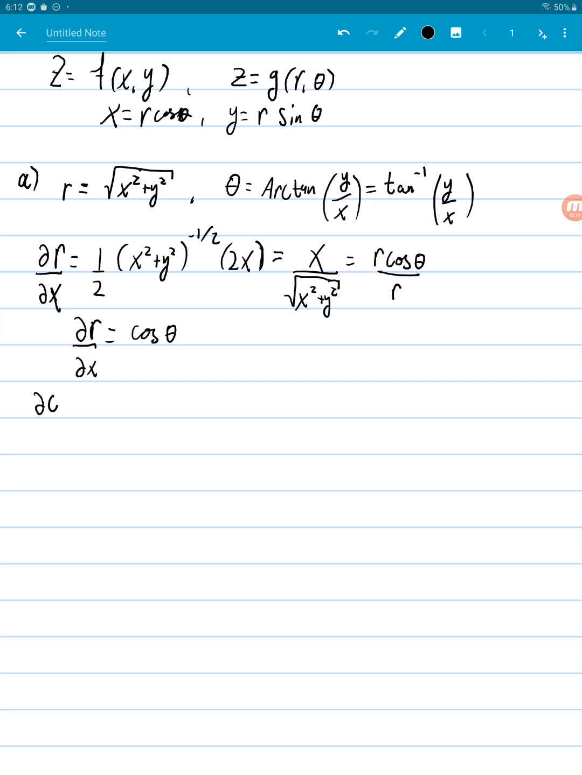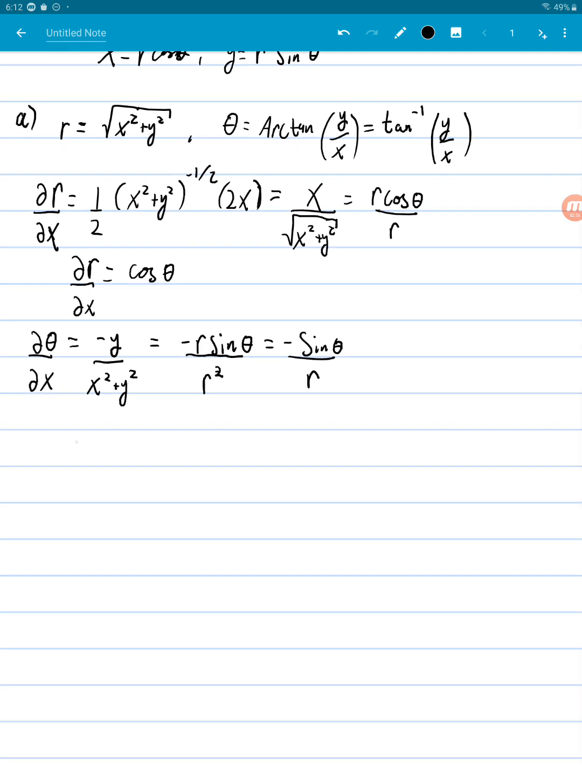Next, doing d theta by dx, the derivative of arctan of y over x with respect to x is going to be negative y over x squared plus y squared. Then we have that y is r sine theta, so we have negative r sine theta on top. On the bottom, x squared plus y squared is the same thing as r squared. We have negative r sine theta over r squared, which is going to give us negative sine theta over r as our d theta by dx.